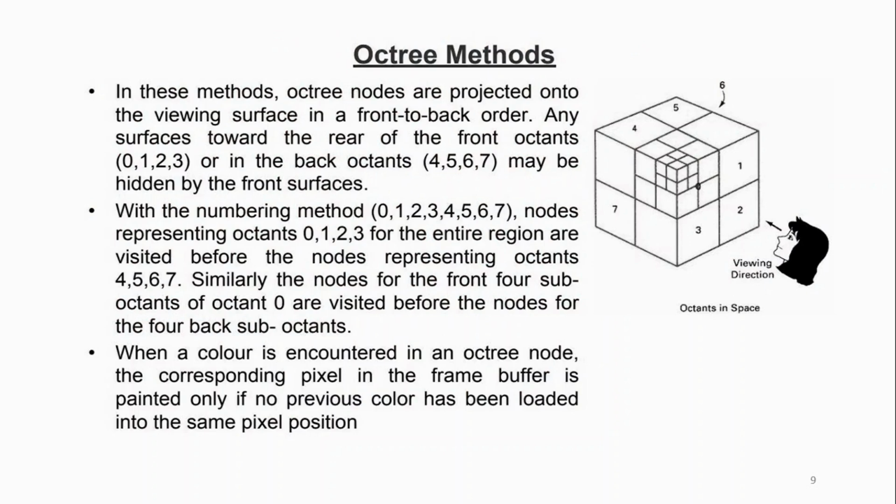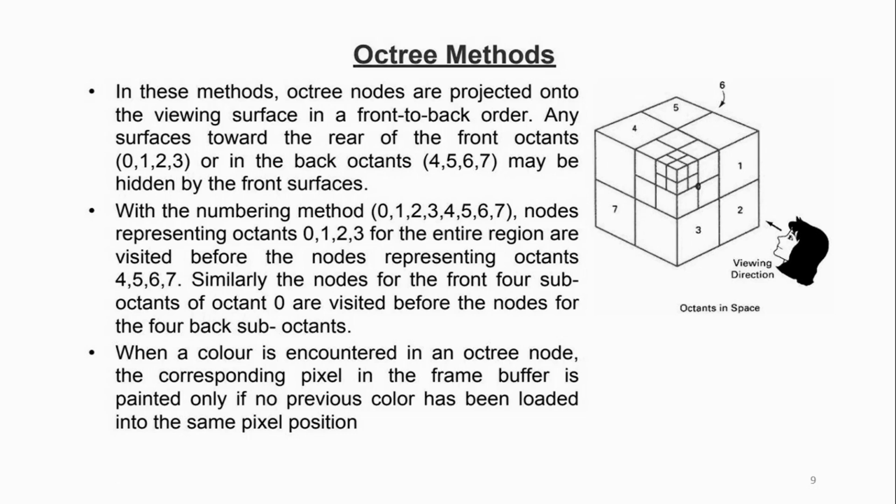So here we are having surfaces towards the front of the viewer, which are 0, 1, 2, 3. Consider these 8 octants; the nodes are there. So 0, 1, 2, 3 are in front of the viewer, and 4, 5, 6, 7 are going to be on the back side of the viewer. With the numbering method, the nodes are representing the octants, so the entire region we can represent in 8 areas. So that is what the octree method is.